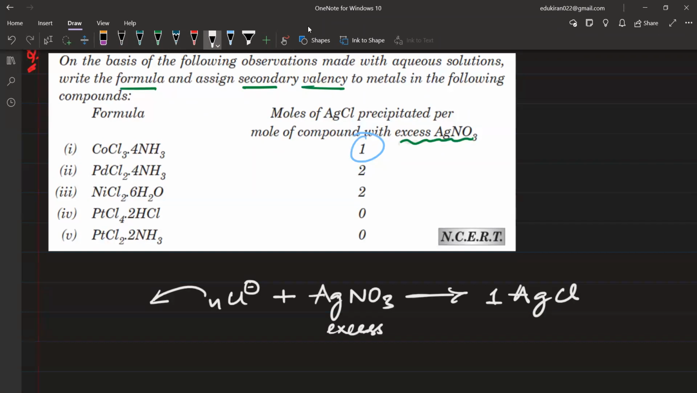Once you have got this as 1, so 1 chloride ion is independent. That means you have something inside the square brackets, and there is 1 chloride ion outside the square bracket. So inside the square bracket, you will have cobalt. And how many chloride ions are remaining? 2, right? And how much NH3 is there? There are 4 moles of NH3. है ना? तो इसको इस तरह से लिख देंगे.